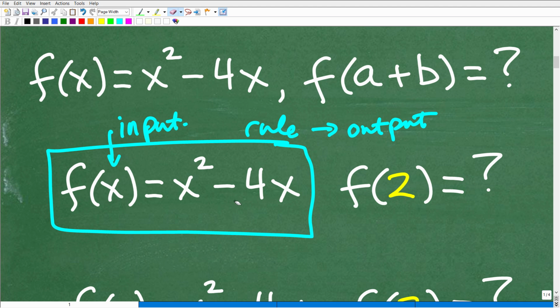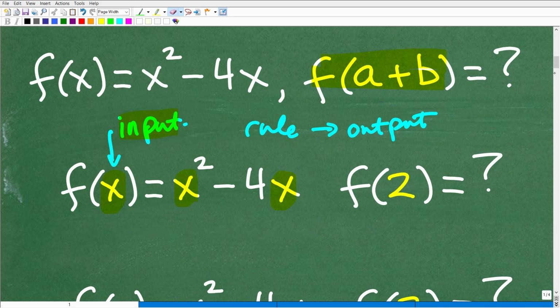Okay, so that's all it is, right? We have a rule, and the x, and this could be any variable. You could have y, but effectively whatever we plug in here is our input value. We just simply replace all these other x's with this input value. So let's see how this works real quick before we tackle this problem. Let's find f of 2 of this function.